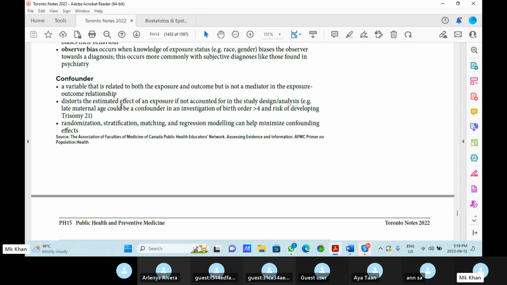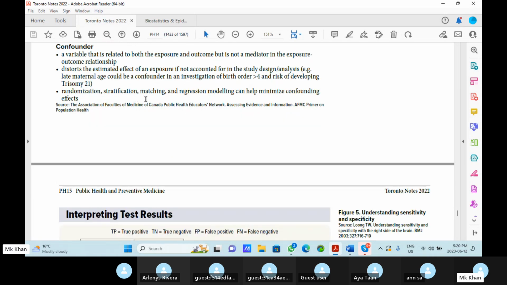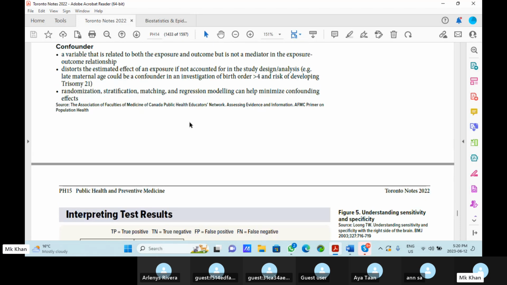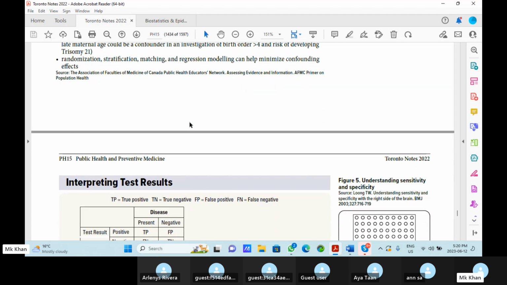So it distorts the estimated effect of exposure if not accounted for in the study design or analysis. For example, late maternal age could be a confounder in an investigation of birth order more than 4 and risk of developing trisomy 21. So late maternal age is the example. And randomization, stratification, matching, regression, and modeling can help minimize the confounding effect. So these are the strategies to adopt to minimize confounding effects in any study.